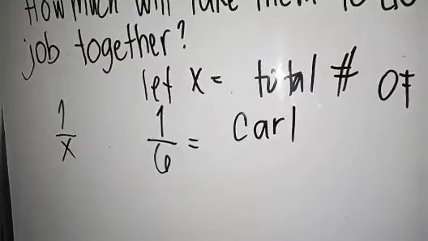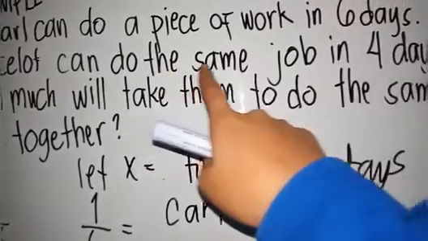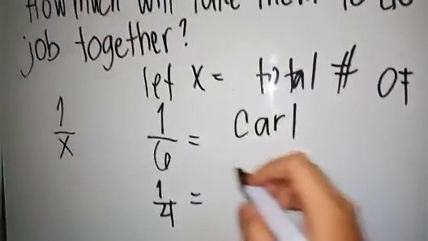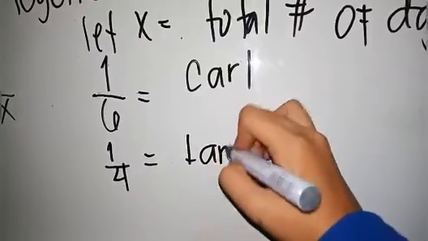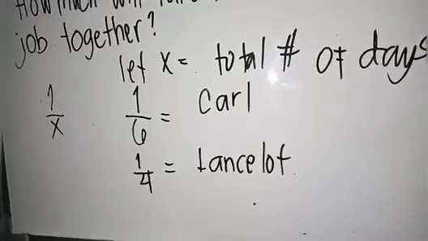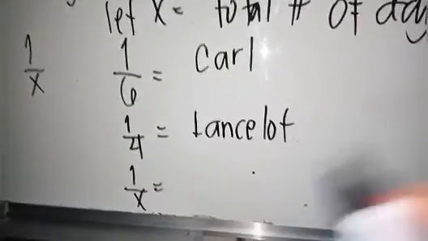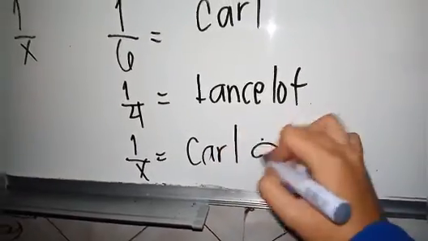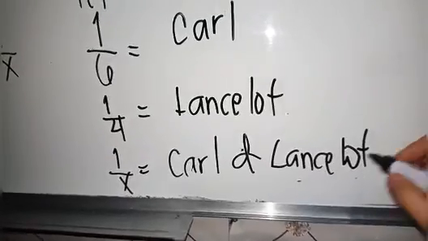Next, doon naman tayo kay Lancelot. Sinabi naman dito na si Lancelot daw ay can do the same job in 4 days. Ibig sabihin, magiging 1 over 4 yung part of work done by Lancelot in 1 day. Then, after that, masasabi natin na yung 1 over x will be the part of the job that can be done by Carl and Lancelot working together in 1 day.